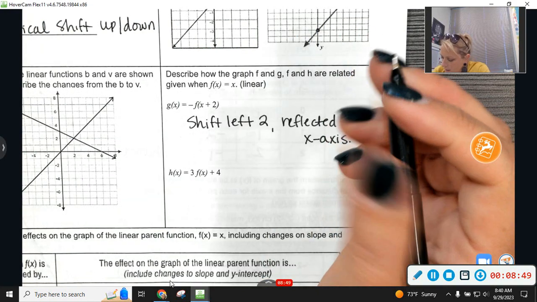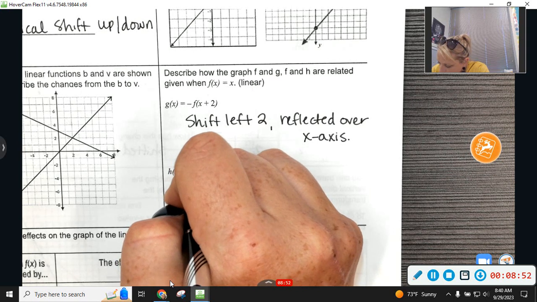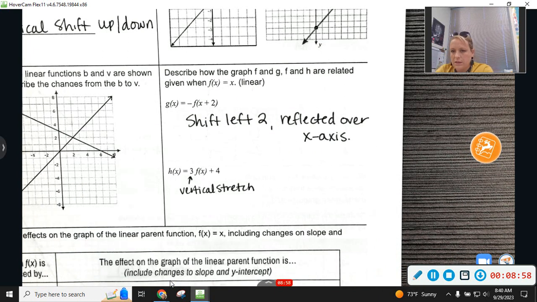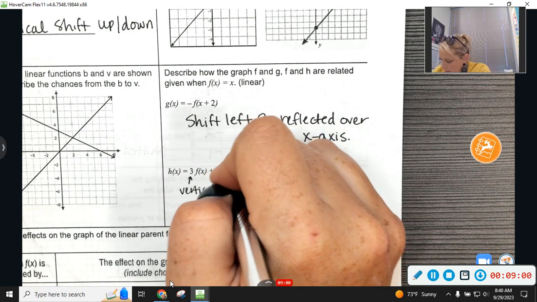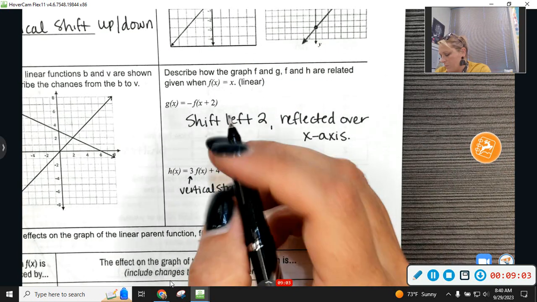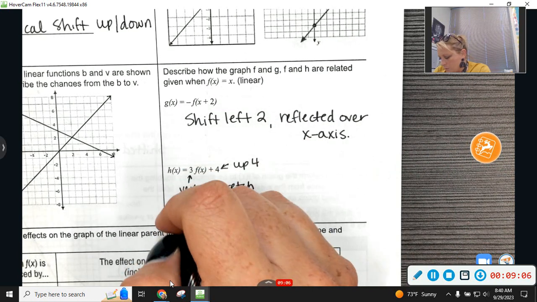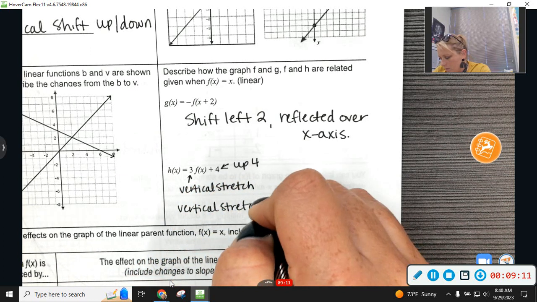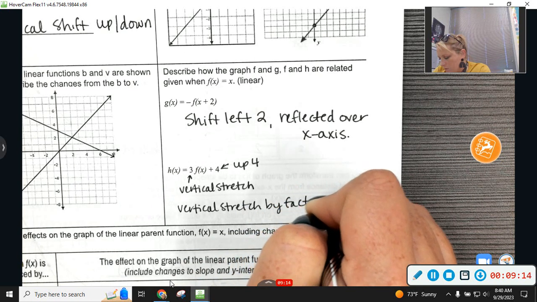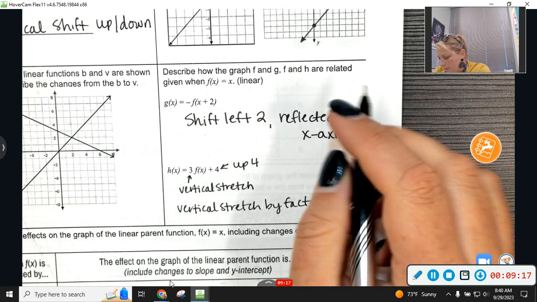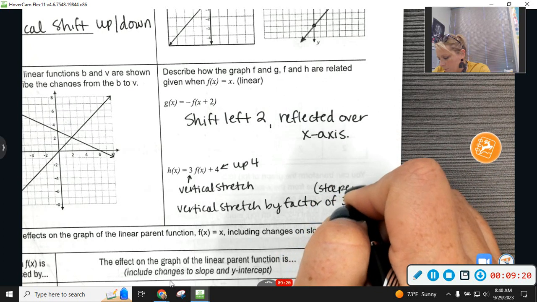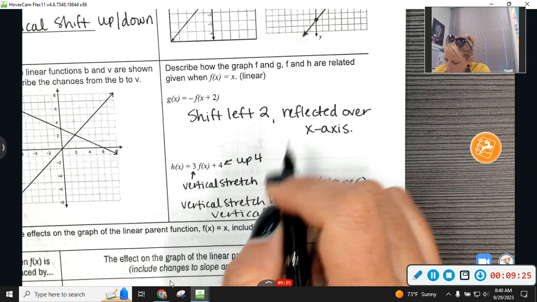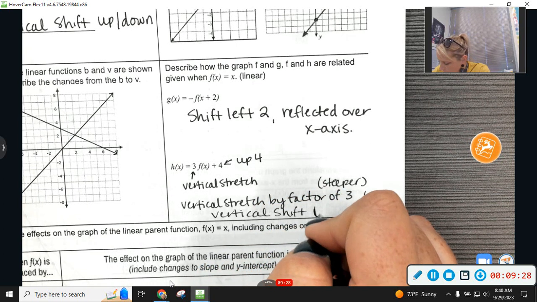Okay. So this right here is the vertical stretch. It's stretching, it's getting steeper. This is making it go up 4. So we say vertical stretch by a factor of 3. And in parentheses, I'm going to write steeper. And then it is a vertical shift up 4.